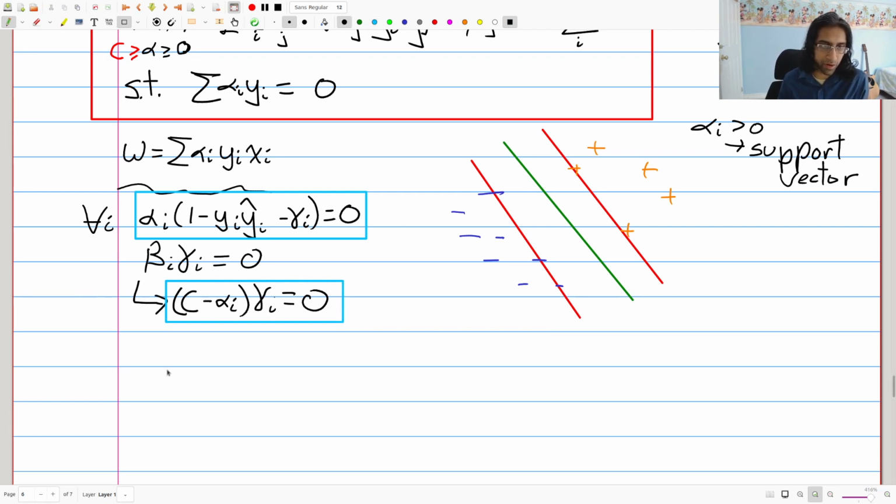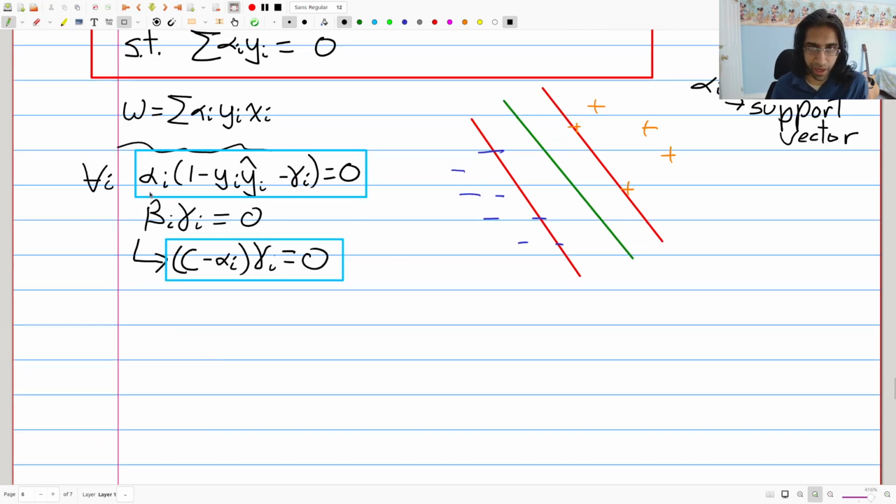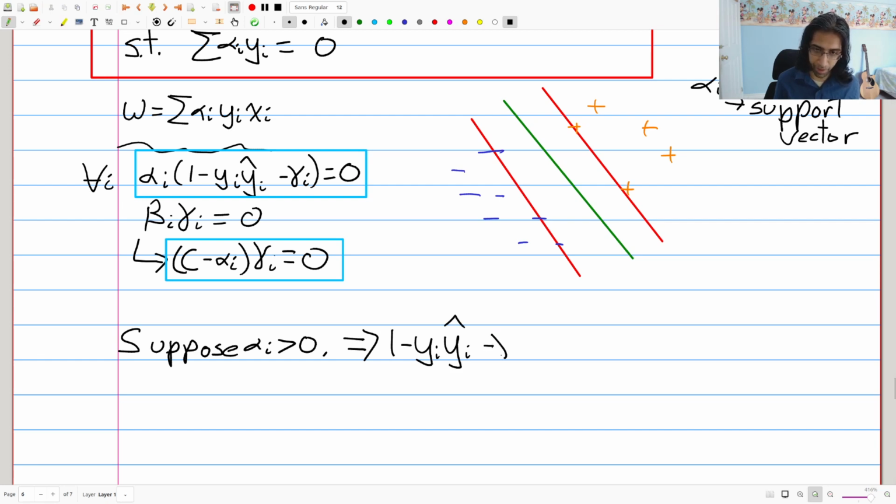And let's see what this tells us about the alpha i's for various points. In particular, I want to discover more about our support vectors. That is, suppose that alpha i is greater than 0. Well, what does that mean? That means this term right here is equal to 0. Then this implies that 1 minus yi y-hat minus gamma i is equal to 0, just because this product has to be 0, so one of the two has to be 0.